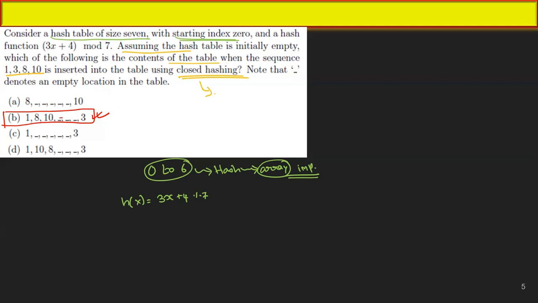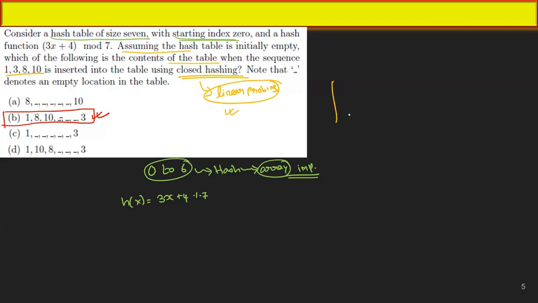Closed hashing means, what is the other name of closed hashing? It starts with the letter L, my dear friend. What is meant by closed hashing? It starts with the letter L. It is called linear probing. Very good, very good. Linear probing is nothing but closed hashing.